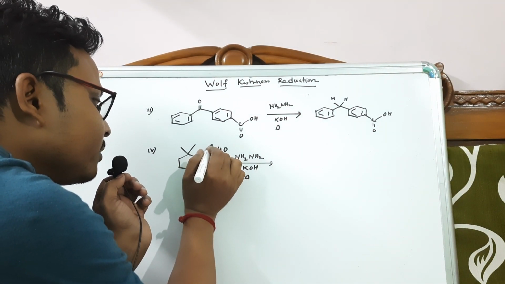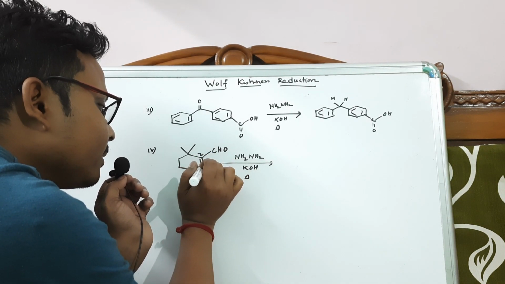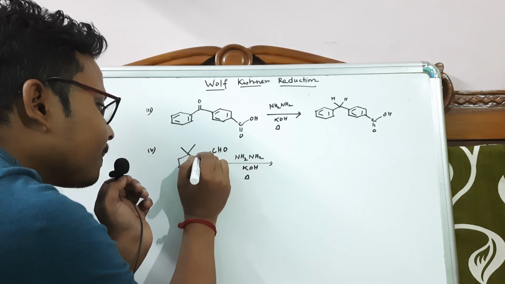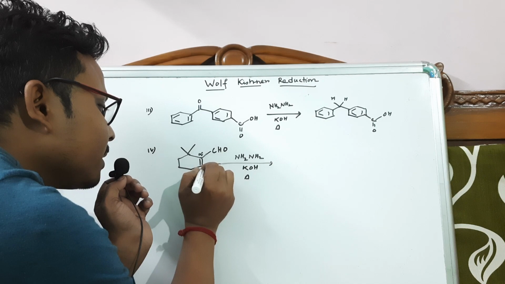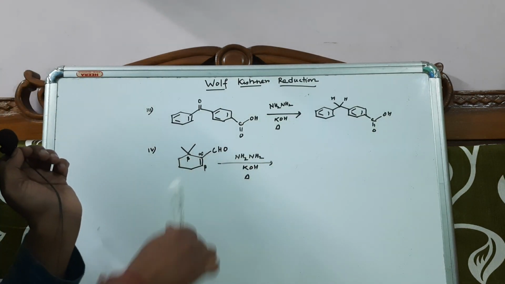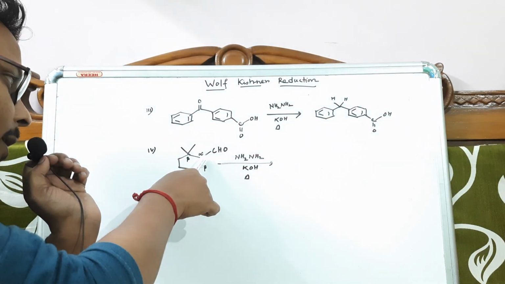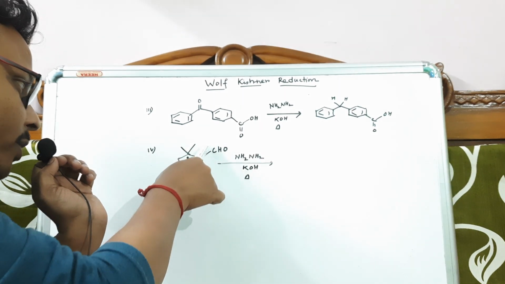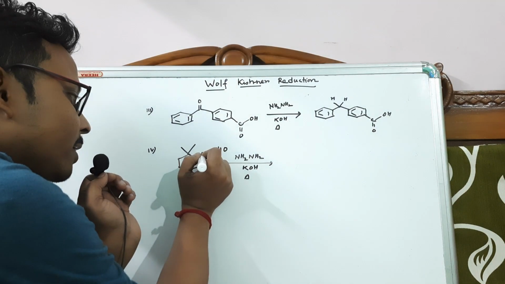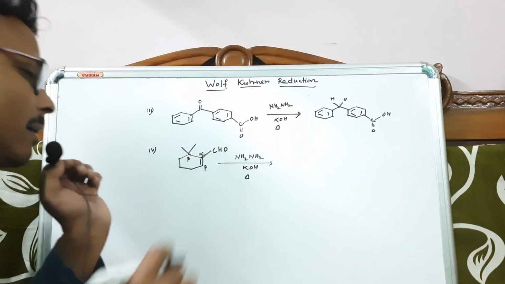This is the first carbon, this is the second carbon, and this is the third carbon, or rather, alpha and beta. This is the alpha carbon, this is the beta carbon, and this carbon is also a beta carbon. Why is it the alpha carbon? Because the carbon atom with which the functional group is attached is called the alpha carbon. So with this carbon atom the aldehydic functional group is attached, so this carbon atom is called the alpha carbon atom.